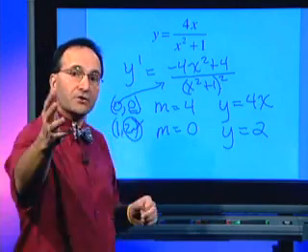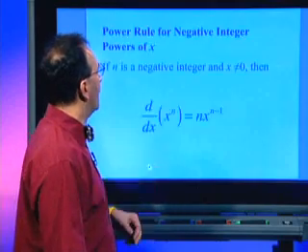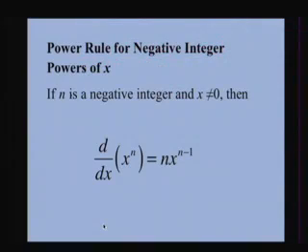Let's look at another rule, which is called the power rule for negative integer powers of x. If n is a negative integer and x does not equal 0, then the derivative of x raised to the n is equal to n times x to the n minus 1. And yes, you probably recognize that, and we're just reapplying it for negative integer powers.